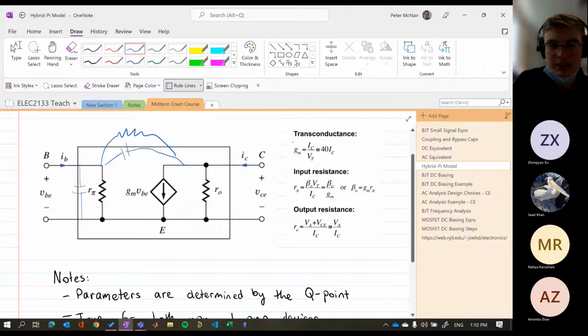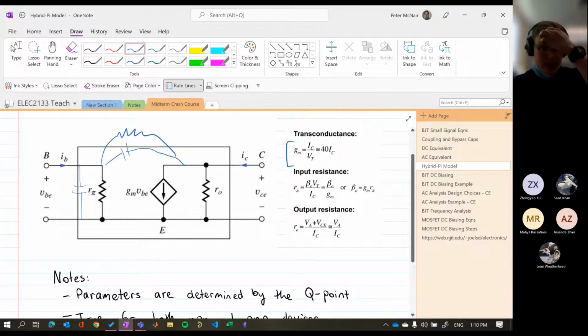But these are definitely equations that you should be committing to memory. So they're gm equals IC on VT. VT is 26 millivolts. It's thermal voltage. That can change at different temperatures, but we normally stick with 26 millivolts. So if you do 1 on 26, it's more or less 40 times IC. This is essentially called our transconductance gain.